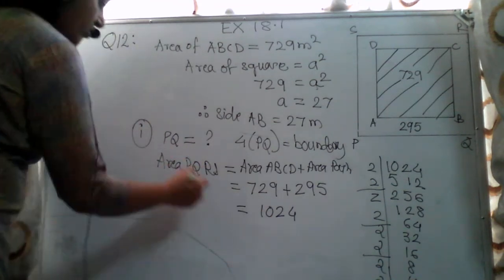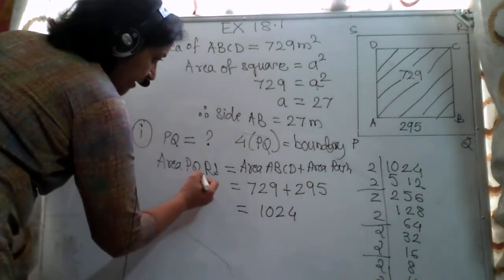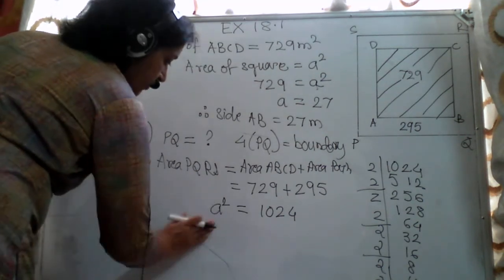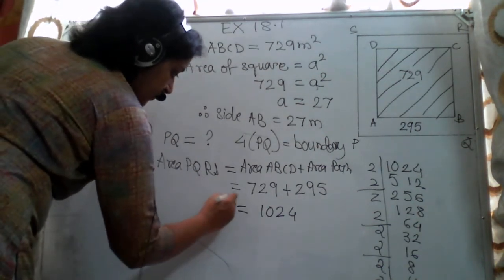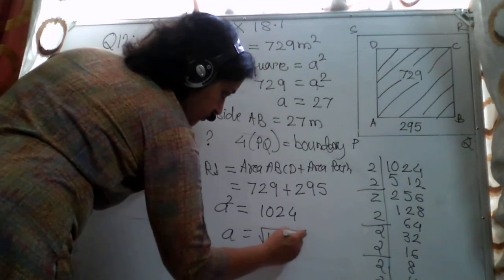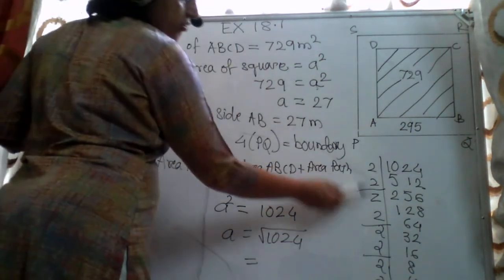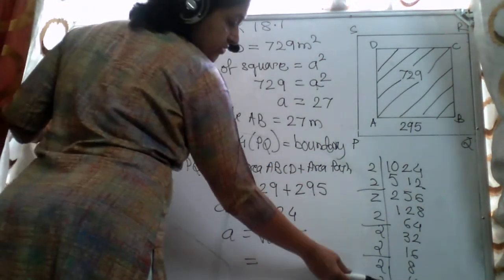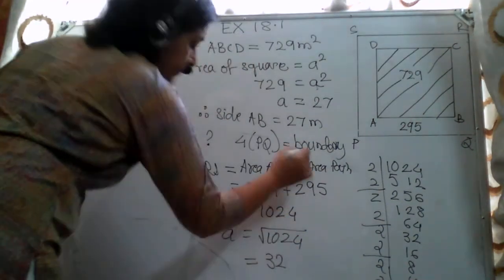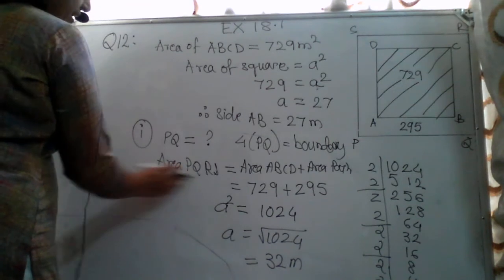Okay, area of PQRS, if I have to write, what can be the formula? Area of PQRS is a square. Now what is one of the sides? If at all I say a will be one of the sides, a will be the square root of 1024. Now the square root of 1024 is going to be how much? 2 2s are 4, 4 2s are 8, 8 2s are 16, 16 2s are 32. 32 meter. What is this a? A is nothing but one side of PQRS.